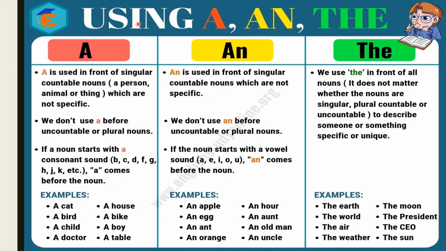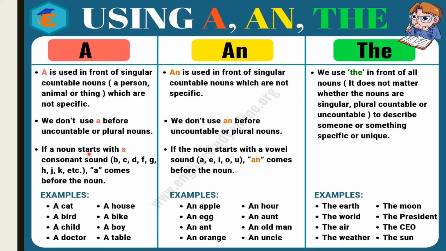This is a combination of different rules regarding a, an and the. First, I will explain to you about a and an. Then I will explain to you about the article. A is used in front of a singular countable noun, and the same case is with an. An is also used in front of a singular countable noun which is not specific. We don't use a before an uncountable or plural noun. Same case is with an.